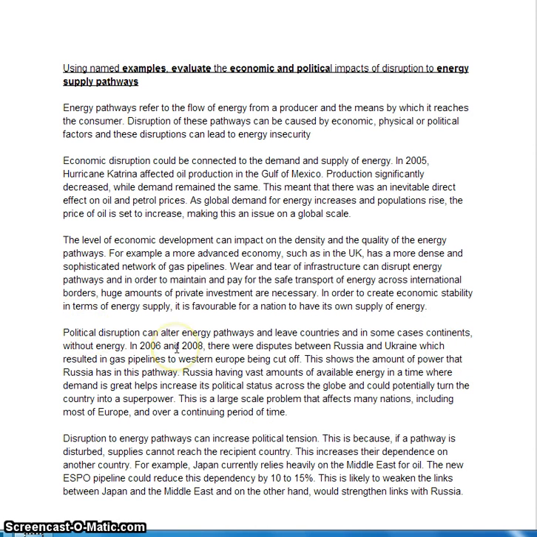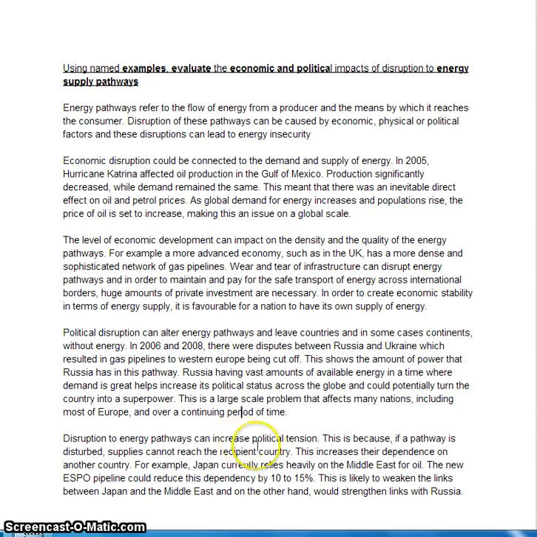Then we go on to political disruption. Great example, Russia and the Ukraine with the gas pipeline. Obviously we know that it affected Europe, so you're talking a little bit about the area there, but also about the level of impact, the huge impact it had on the gas supply to the rest of Western Europe. The fact that one pipeline is very, very important. If that pipeline or pathway breaks down, the issues that it can have. Again, nice bit of evaluation there in terms of a large-scale problem affecting many nations. I do like that bit just there.